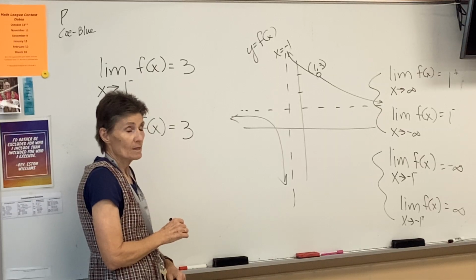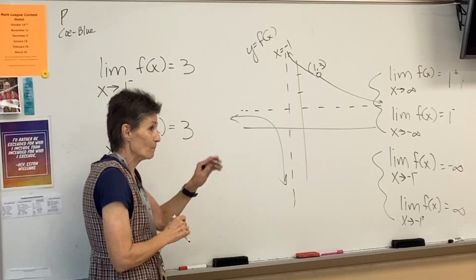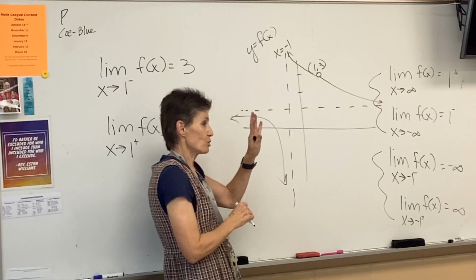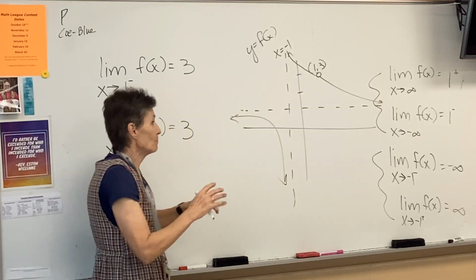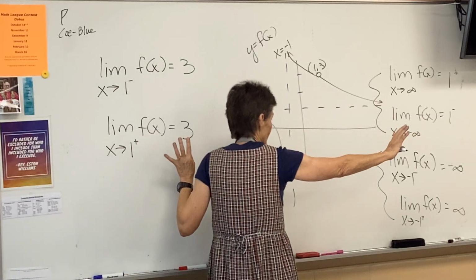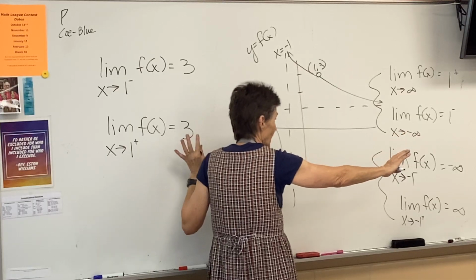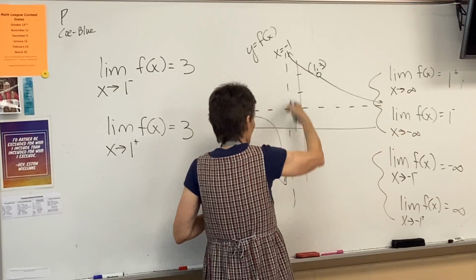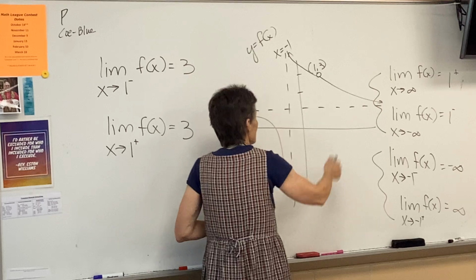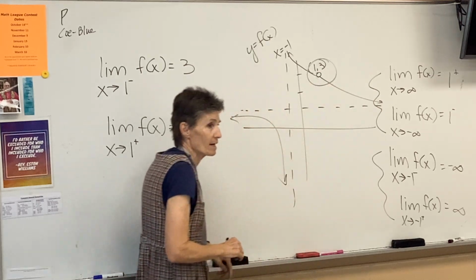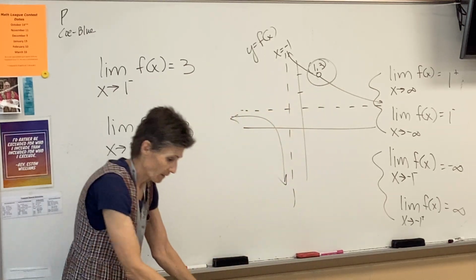Okay? So we need to be able to practice more. We need to be able to describe using the limits the end behavior of the function. You're good at that. And the behavior around the vertical asymptote and around the removable discontinuity. Okay.